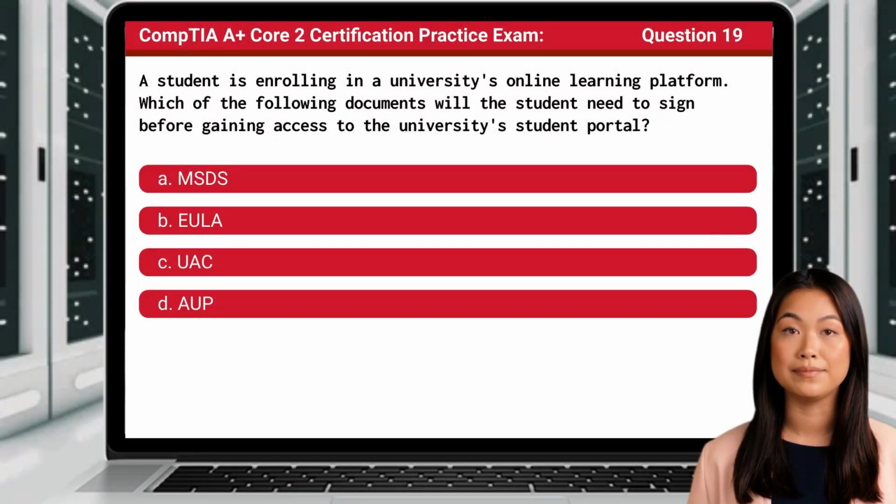Question 19. A student is enrolling in a university's online learning platform. Which of the following documents will the student need to sign before gaining access to the university's student portal?